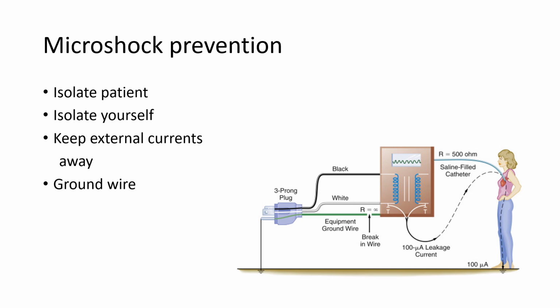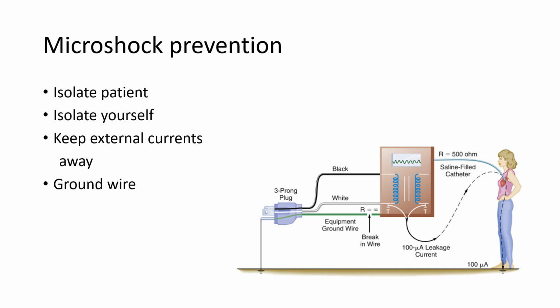So now we've talked about macroshock prevention. So how do we prevent microshock? This picture shows how a faulty ground wire could cause current directly into the heart that could cause ventricular fibrillation. Without the ground wire, the equipment is leaking about 100 microamps of current, which is too small to cause macroshock. However, if this were directly routed into the patient's heart through a wire such as a pacing wire, a PA catheter, directly into the heart, this could cause VFib.